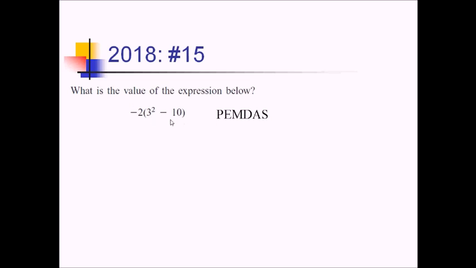So inside here now, what happens first? Well, exponents are the next in our list, so this 3 squared has to get done. That's going to be 9, so we have 9 minus 10 inside. And we still have to finish out that parentheses, so 9 minus 10 is negative 1. Negative 2 times negative 1 is 2.